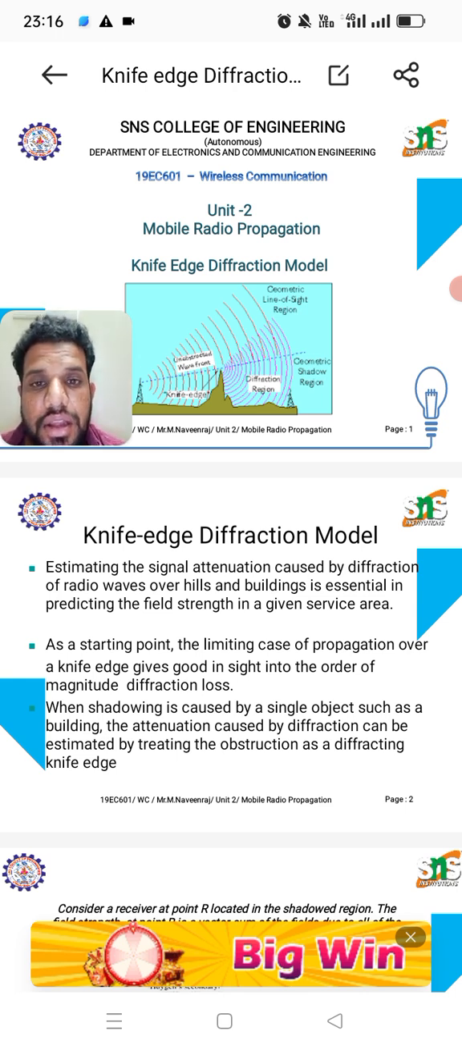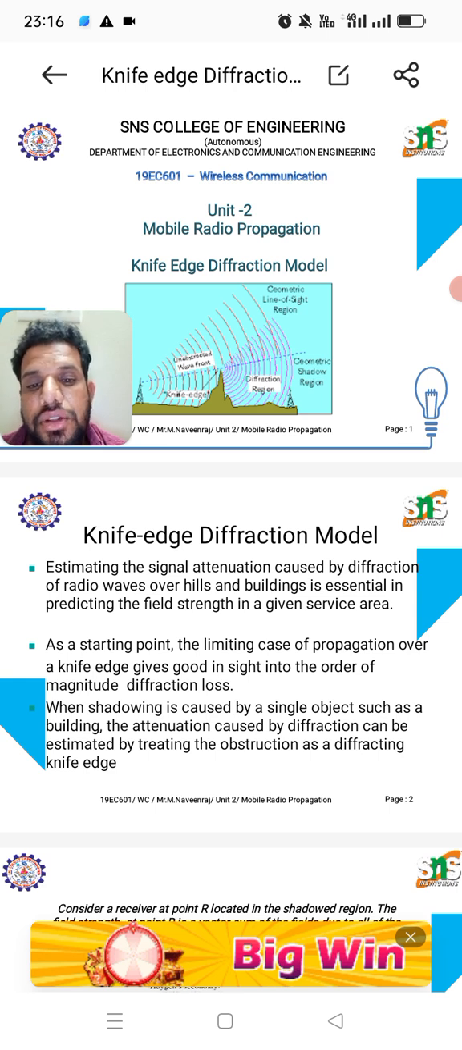So this is one of the methods, called the knife edge diffraction model. It is used for estimating the signal attenuation caused by diffraction of radio waves over hills and buildings. There are a lot of hills and buildings whenever a signal is transmitted from one place to another. So this model is mainly used to detect radio waves over hills and buildings, and to predict the field strength in a given service area.